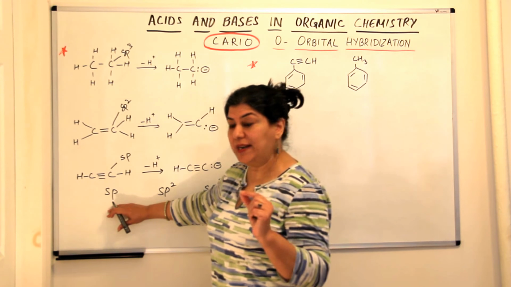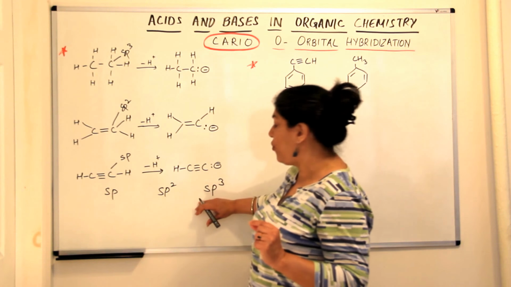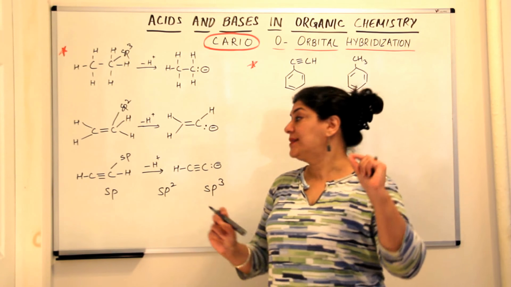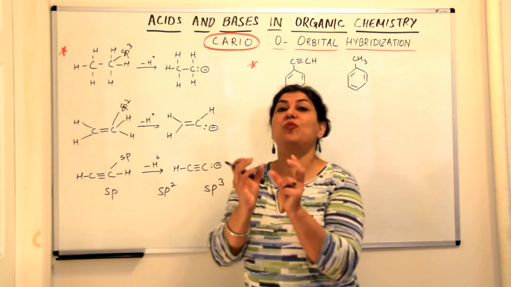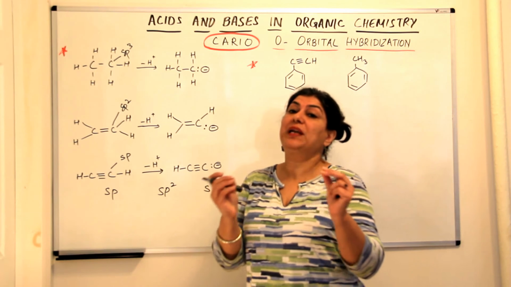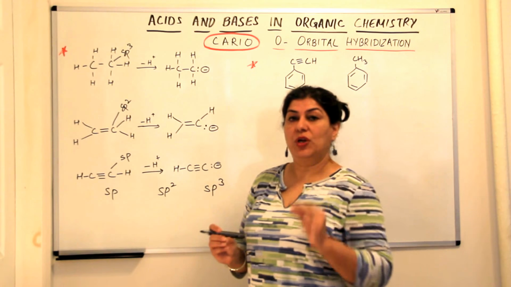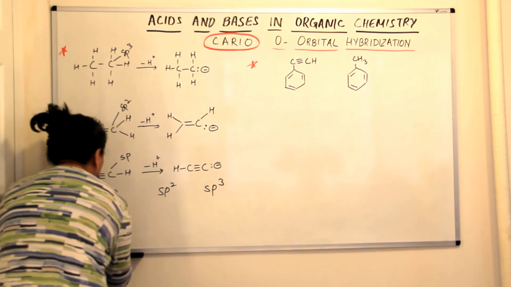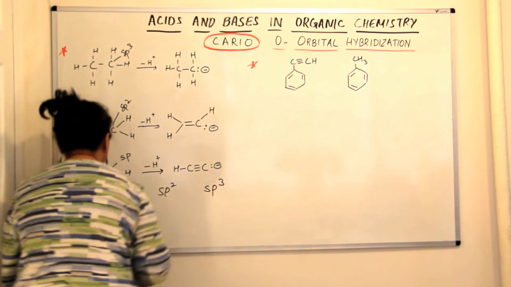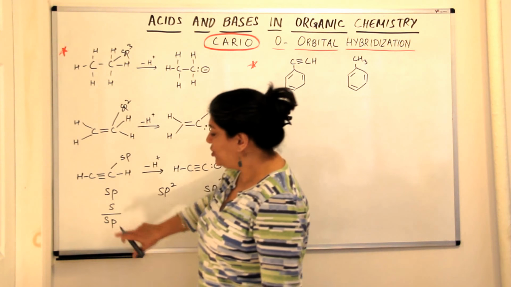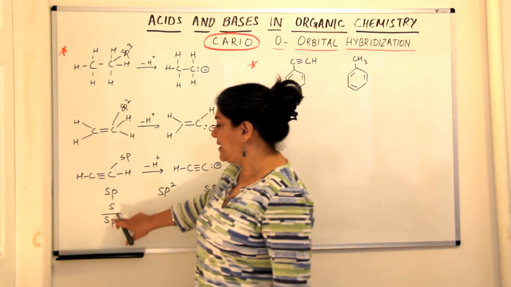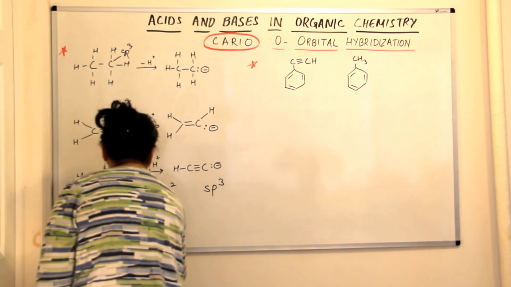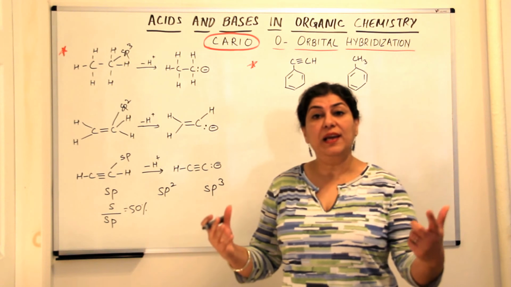sp has 2 orbitals which are identical. These are 3 orbitals which are identical. These are 4 orbitals which are identical. But the amount of s character makes the hybridized orbitals smaller, or the electrons of the hybridized orbitals would be closer if the s character is more. So how do we find out the s character? In sp, if we want to calculate the s character, we write s upon s and p. So there are only 2 types of orbitals, s and p. Out of these, the s character is half of it. So we say that sp has 50% s character.